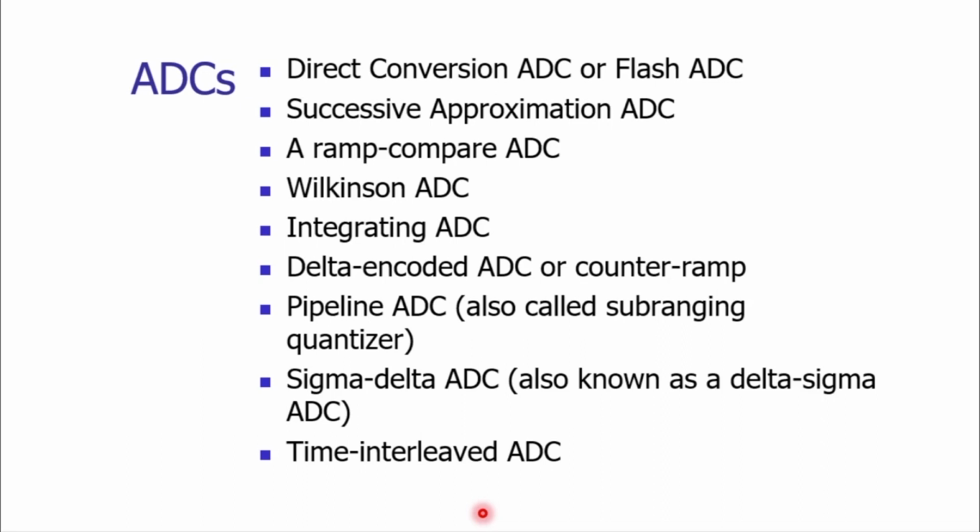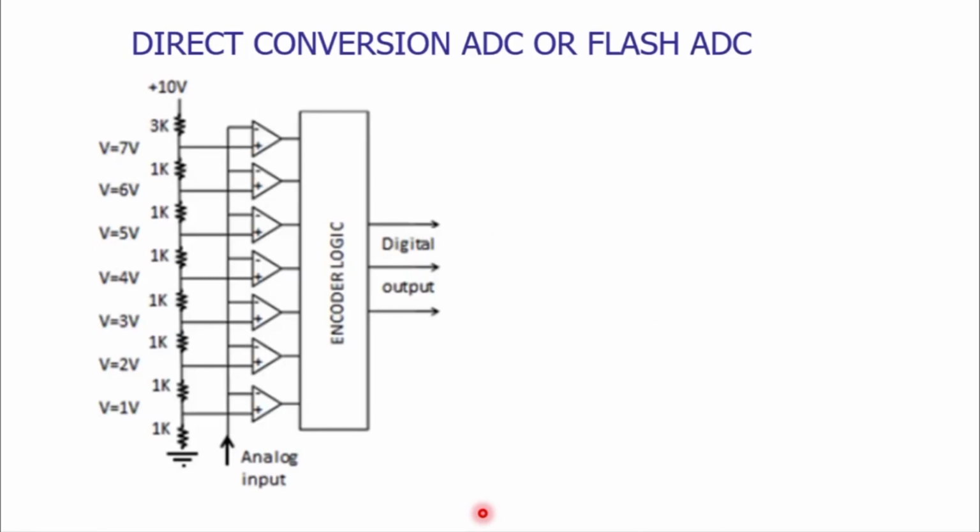In this lecture, we will look at the direct conversion ADC, its constructional details, and the working principle. On your screen, you can see the electric circuit of the direct conversion ADC, or the flash ADC. It is called a flash analog to digital converter because it is very fast. This type of ADC has three elements: a set of comparators, a set of registers, and the encoder logic circuitry.